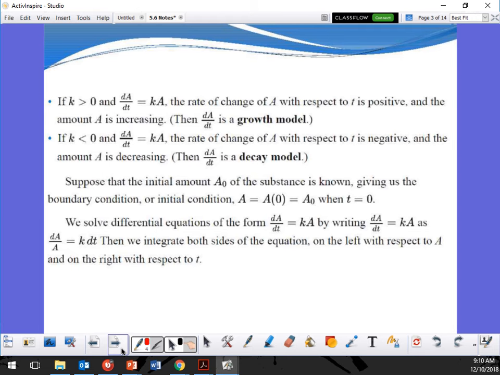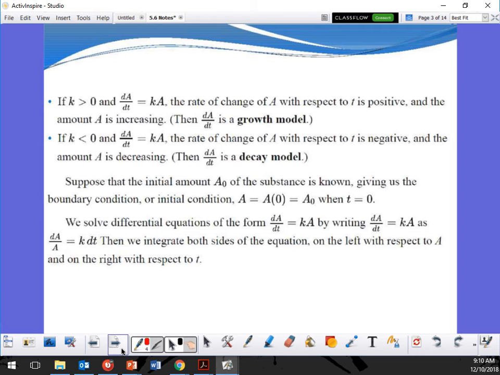I always refer to it as A sub naught because that's the way I was taught. So if you hear it differently, it's just your initial, or A sub naught. Some people call it A sub 0, and I started calling it A sub naught.